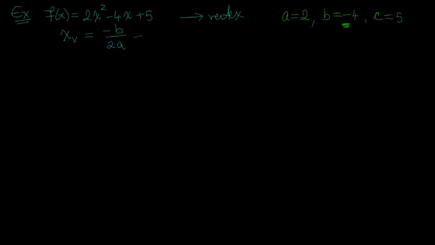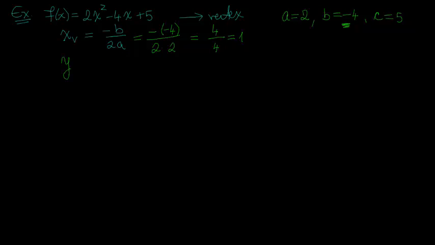So now let's plug these numbers into this formula. So I have minus, and then b is negative 4, and then divided by 2 times a, which is 2. So I have 4 divided by 4, which is 1. So the x-coordinate of my vertex is 1.